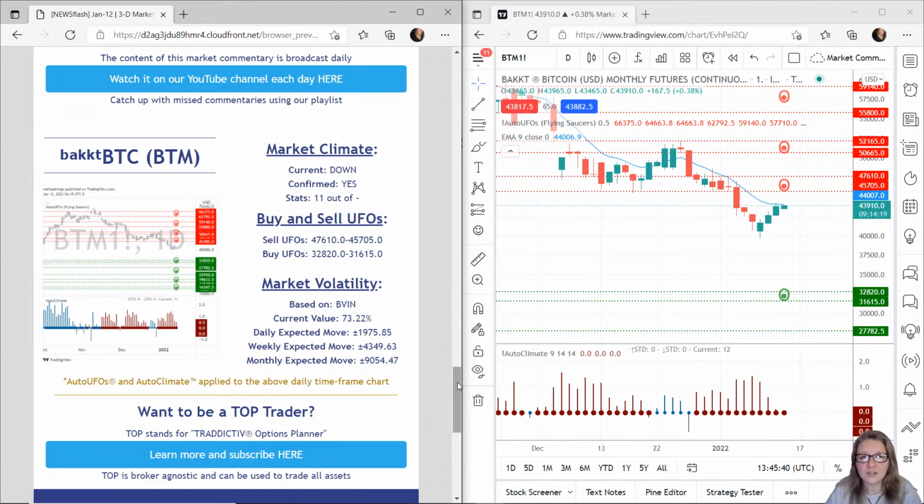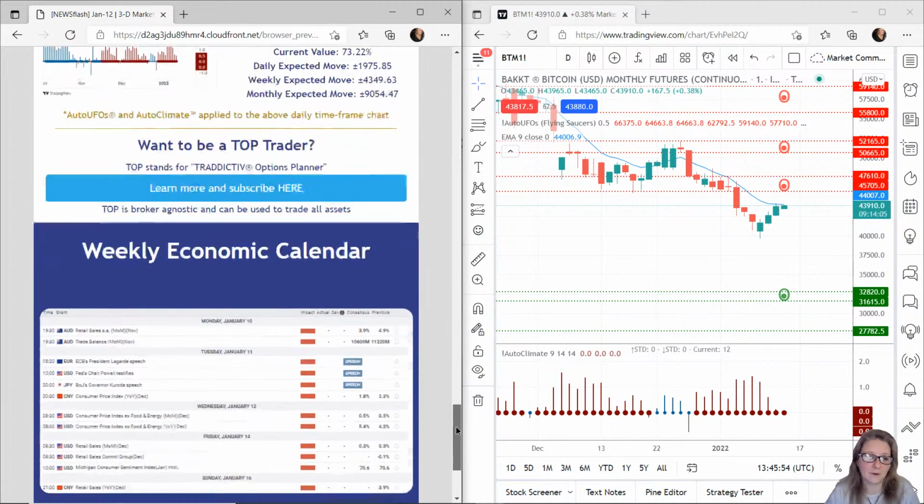Now we've looked at each of the markets. We've looked at their climate, the probability up or down or nowhere based on auto climate down here. We've looked at buyers and sellers and where they might sit on the chart. And we've looked at volatility, how quickly we expect the markets to move.